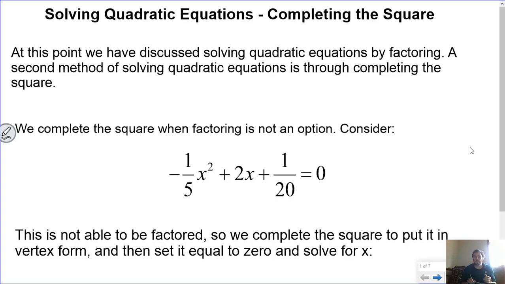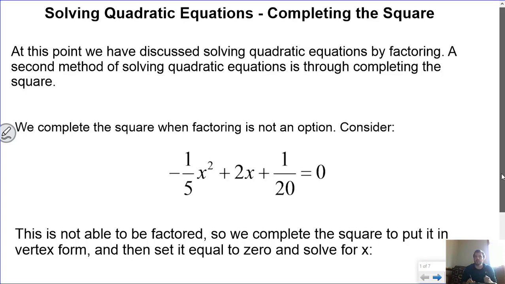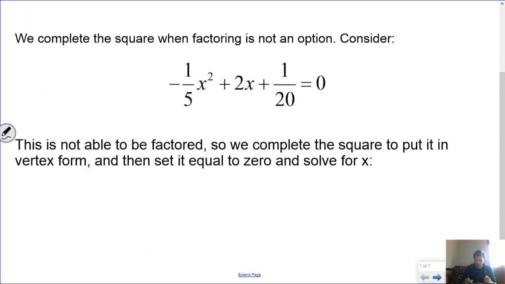So to solve this one, we would have to use completing the square. This is not able to be factored, so we complete the square to put it into vertex form, right? And then once it's in vertex form, we can solve for x. So how are we going to do that? What I would suggest is let's make our lives a little bit easier. So negative 1 over 5 x squared plus 2x plus 1 over 20, right, is equal to 0.